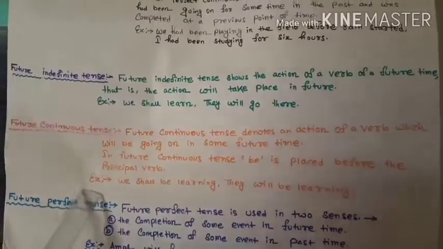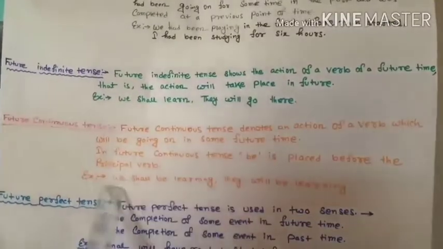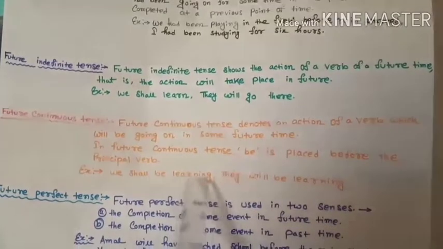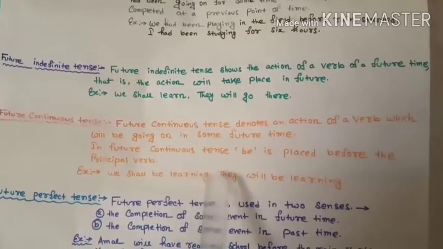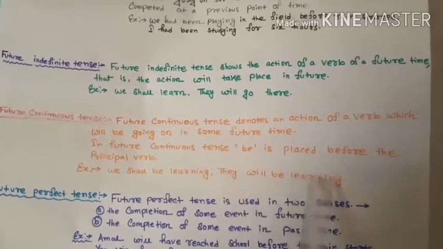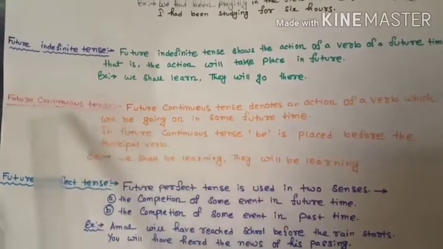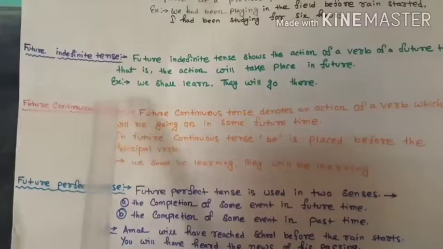For example, you can see here, we shall be learning. And in the next example, we can see here, they will be learning. So these are the examples of future continuous tense.